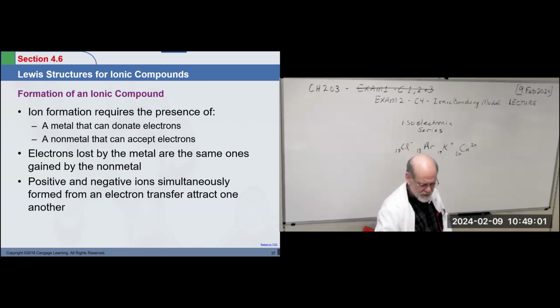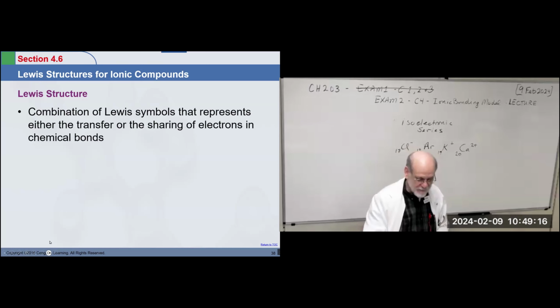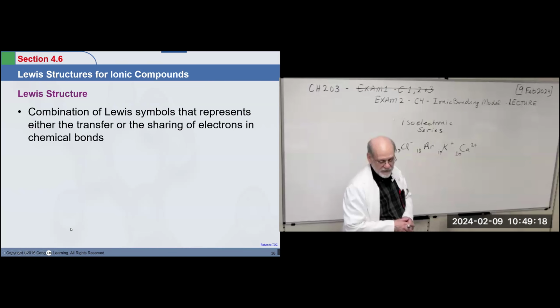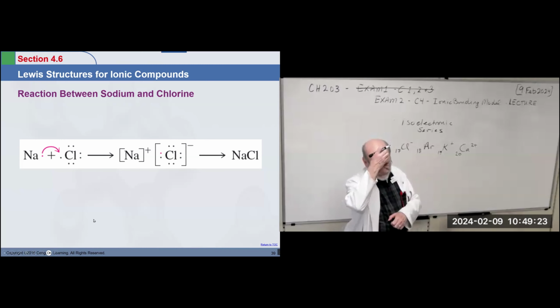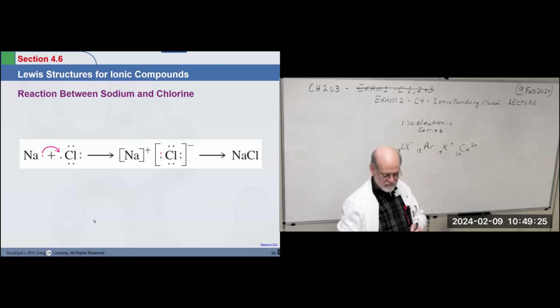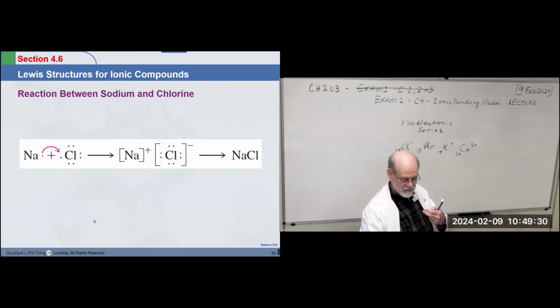When you form an ionic compound, you transfer electrons from the metal to the nonmetal. The metal becomes a cation, the nonmetal becomes an anion, then they attract one another. And if we write the Lewis structure for this example, sodium and chlorine, then we can show the transfer of an electron from sodium and write the cation and anion with their Lewis dot structures intact.